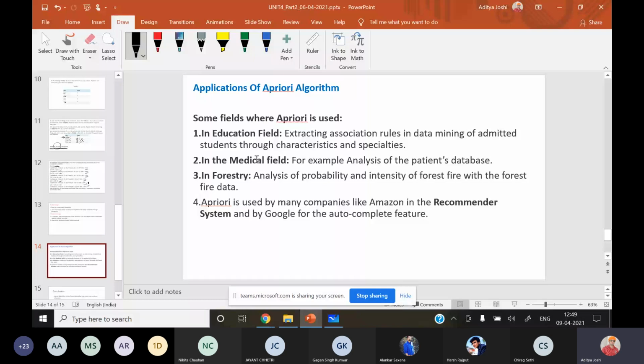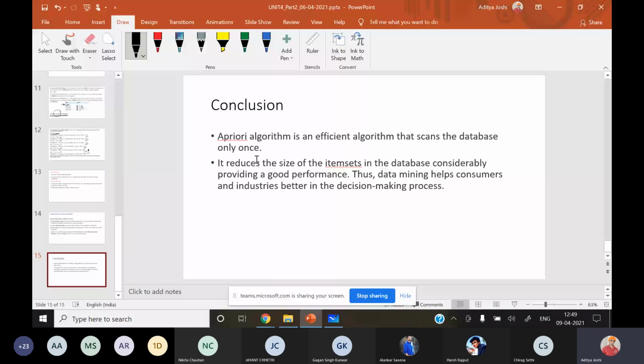Conclusion is a priori algorithm is efficient algorithm and scans the database only once. ठीक है, आपको complete database एक बार scan करना पड़ता है. It reduces the size of item sets in the database for providing the good performance, right? Thus, it helps the customer and industry is better for their decision making process, right? सो ये आपका एप्रियोरी एल्गोरिथम का कंक्लूजन है। ठीक है, ये क्लियर है आपको यहाँ तक?